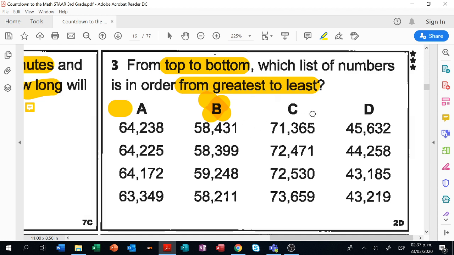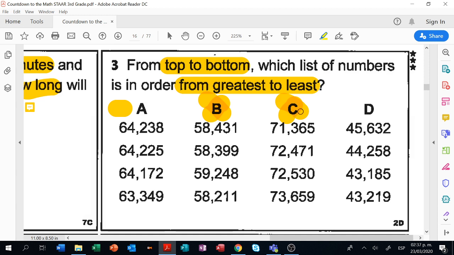Let's do the same in letter C. Let's compare the bigger numbers first. This is a 71,000, 72,000, 72,000, and 73,000. Do you think that is from greatest to least, or is actually the other way around? I think this one is from least, from the smaller number, to a bigger number here. So letter C is eliminated right now. Not a good option for our question.